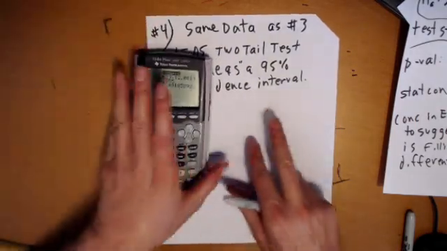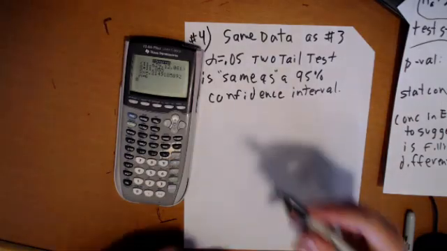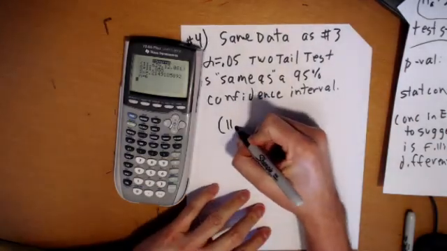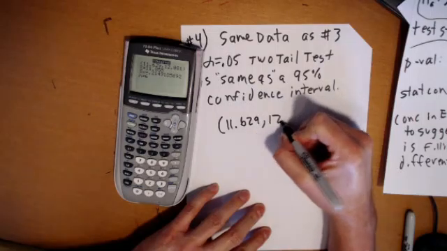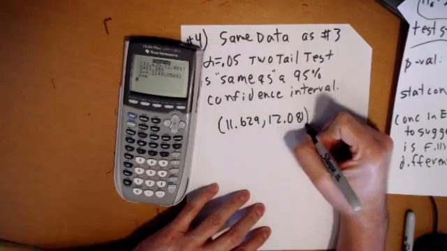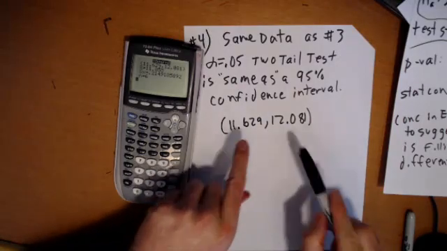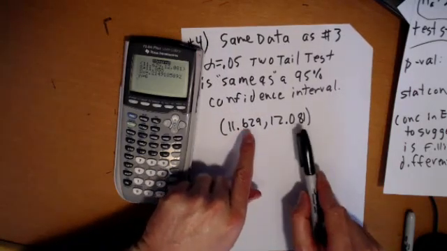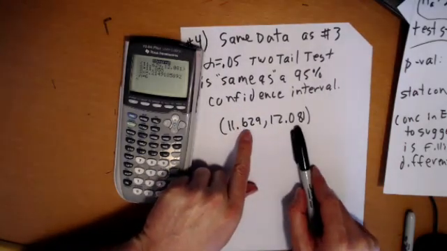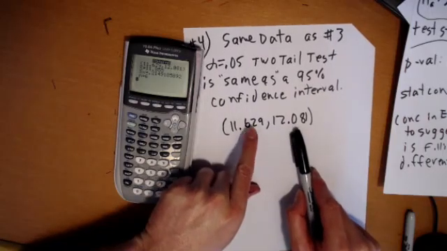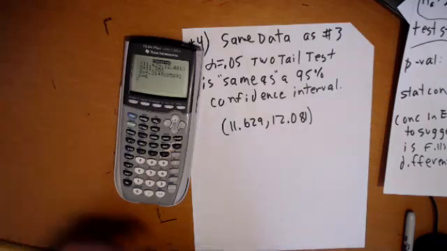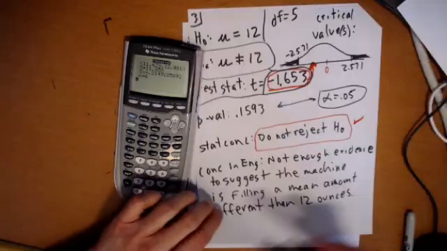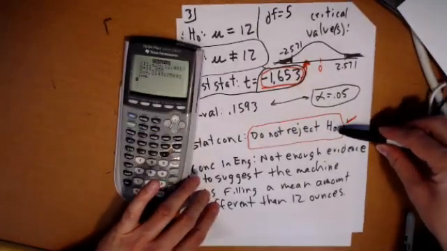And so it constructs for me a confidence interval of 11.629, 12.081. So remember, what does this actually mean? We are 95% confident that the true mean fill is between those two values. Okay, so based upon that confidence interval, we're going to somehow reach the same statistical conclusion.